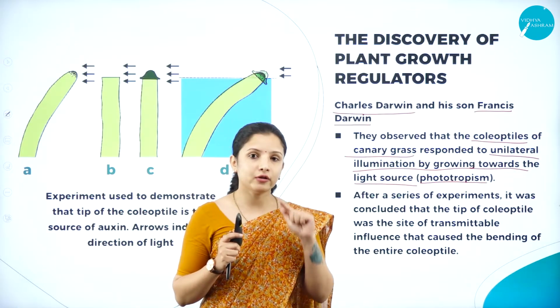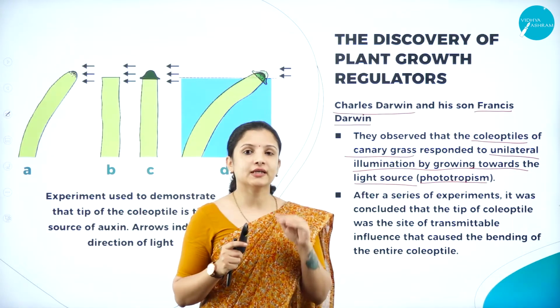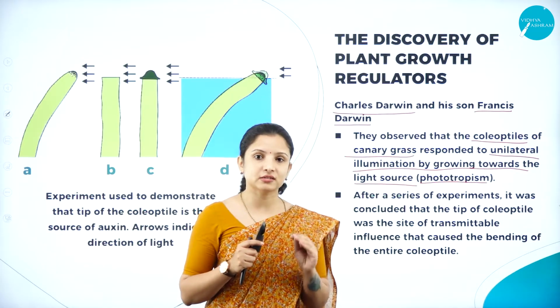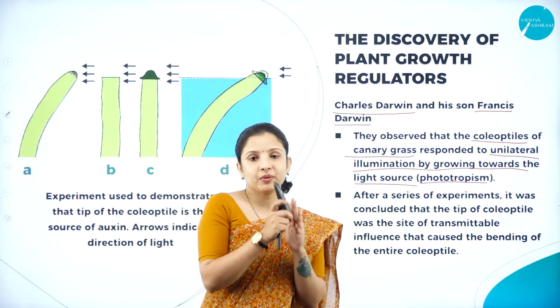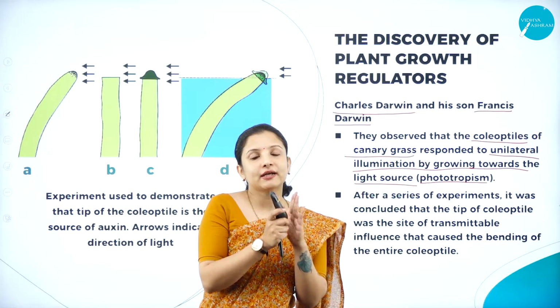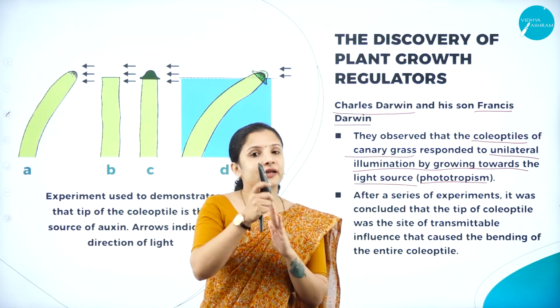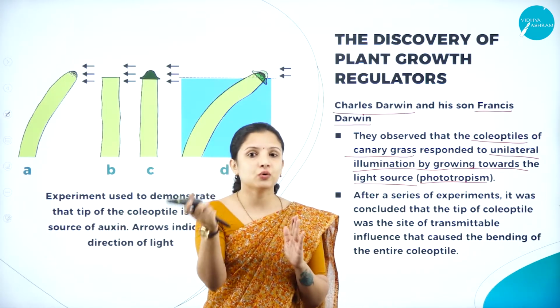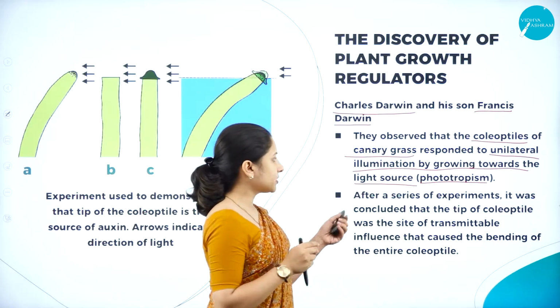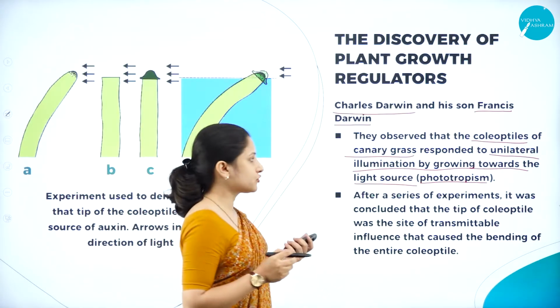Maybe in the coleoptile or the tip of the shoot, there is some chemical compound that is actually being attracted towards the light, so that it is making use of the light and it is helping in the growth of the plant towards that particular light. And that particular phenomenon is called phototropism.